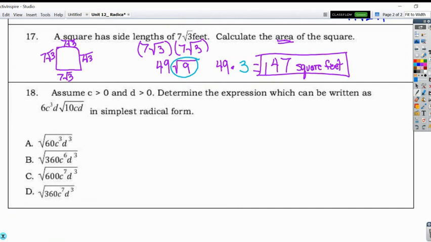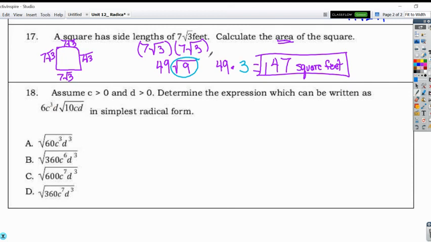And that number 18 on the study guide to wrap things up. We're going to start out by assuming that our C and D variables are greater than 0. This means that our variables have to be positive. We don't have any negative variables. So I want to figure out which one of these expressions is the same as 6c to the third d times the square root of 10cd.